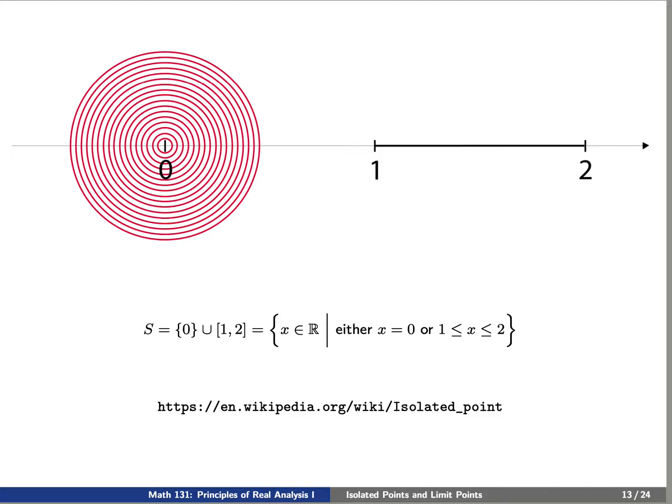It's the union of the singleton set consisting of 0 along with the closed interval from 1 to 2. You can see on the upper left of your screen that we have here a series of red circles, which are just the neighborhoods around 0. You can see that these neighborhoods, that is, these red circles, can be chosen to be smaller and smaller so that the only point of S sitting inside of the circle is just 0. This means that x equals 0 is an isolated point of S. In fact, moreover, you can actually see that this is the only isolated point of this set S.